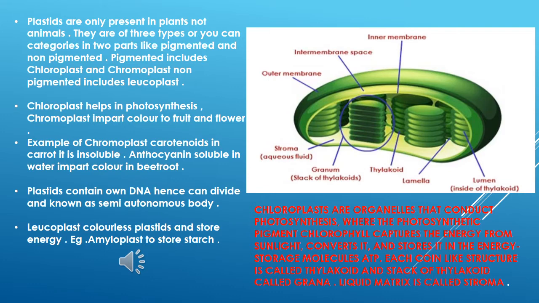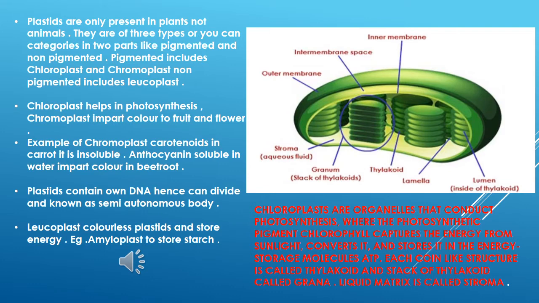Basically, we have three kinds of plastids: chloroplast, chromoplast and leucoplast. In some books, it is divided into two categories: pigmented plastid and non-pigmented plastid. Pigmented plastid includes chloroplast and chromoplast. Non-pigmented plastid includes leucoplast. Now, look at the structure of chloroplast in the diagram. It is present in green algae and higher plants. Each chloroplast is bounded by a double membrane structure.